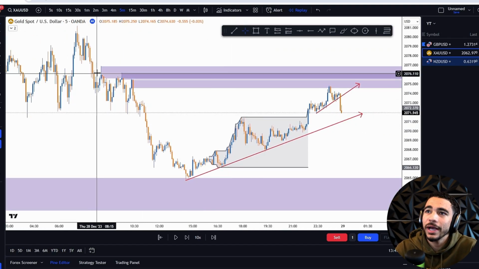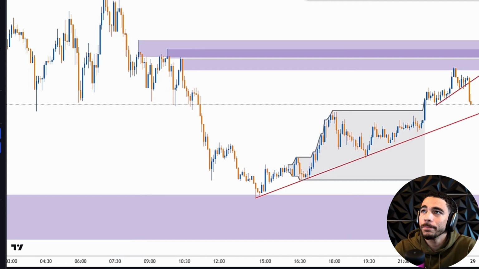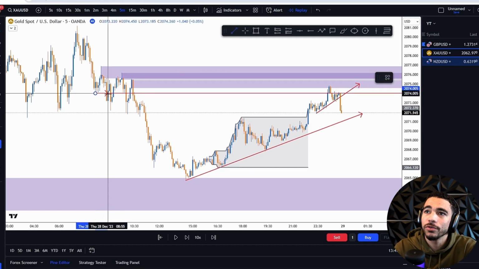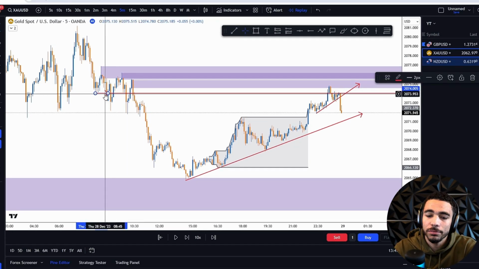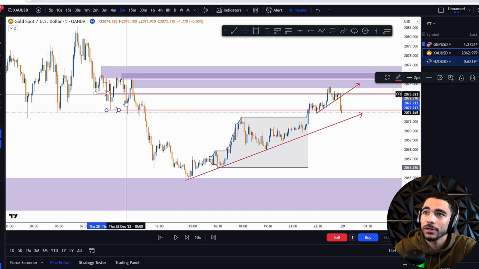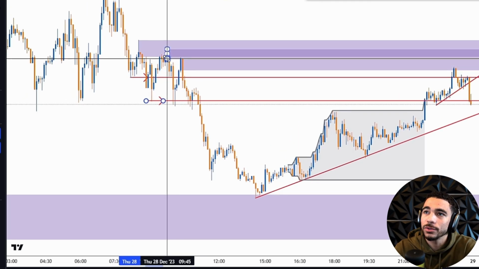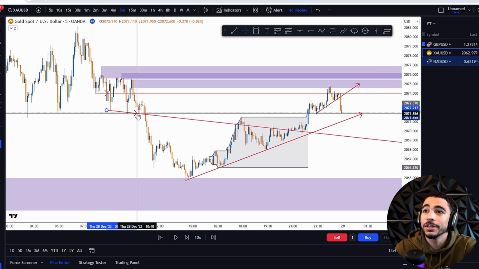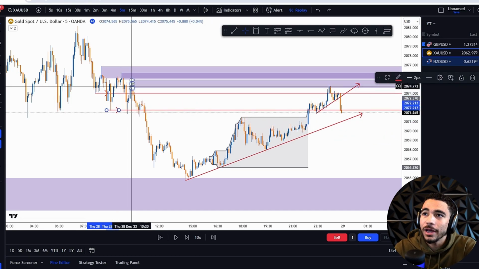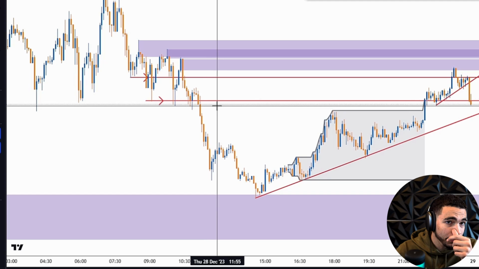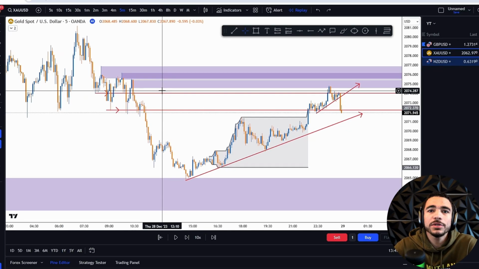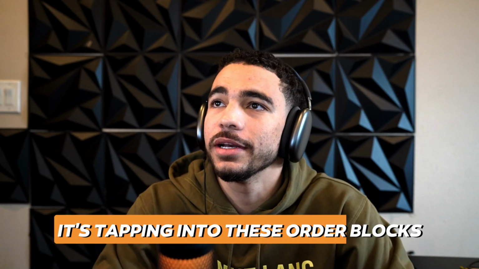What I noticed here was we had this order block right here, and then price broke structure over here. And guess what? Price decided to continue structure down, and then it created another order block that it tapped into. And then guess what? It continued structure again, and price tapped into this order block. So to me, it's quite obvious, right? What is price action doing? It's tapping into these order blocks.